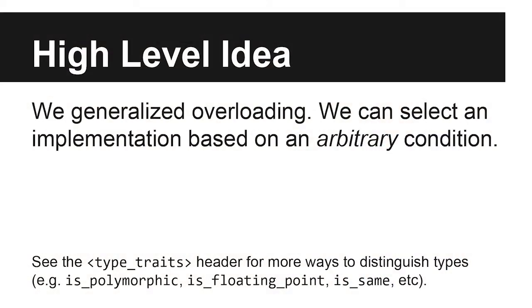So what's the high-level idea behind tag dispatch? We generalize overloading. We map the set of all types onto a small set of types that we can overload on. It lets us disambiguate cases that would otherwise be ambiguous. And we can use all the different type traits that are given to us by the standard library to do this. We can dispatch on, is it polymorphic? Is it the same type as a different type?